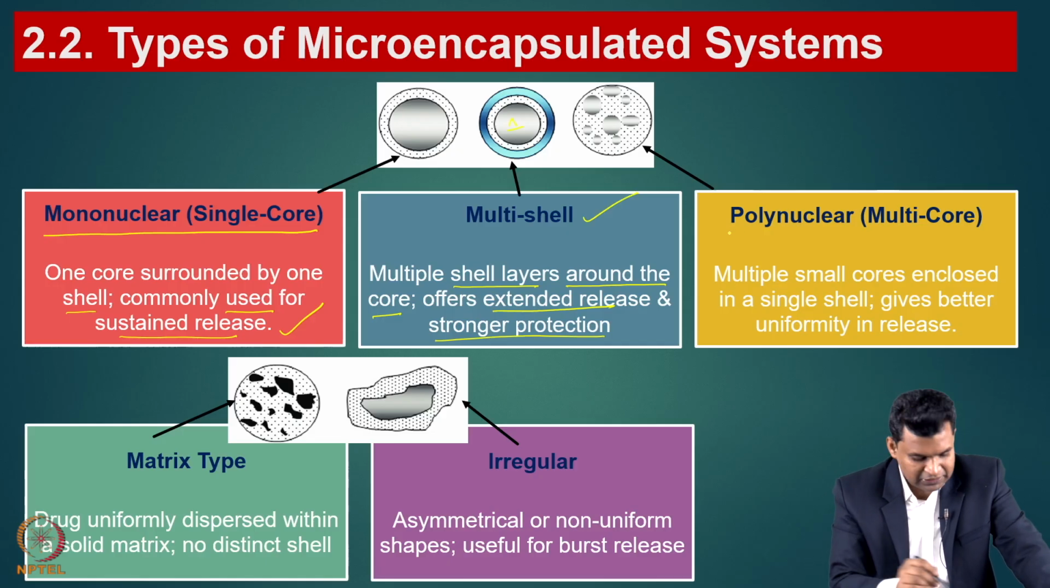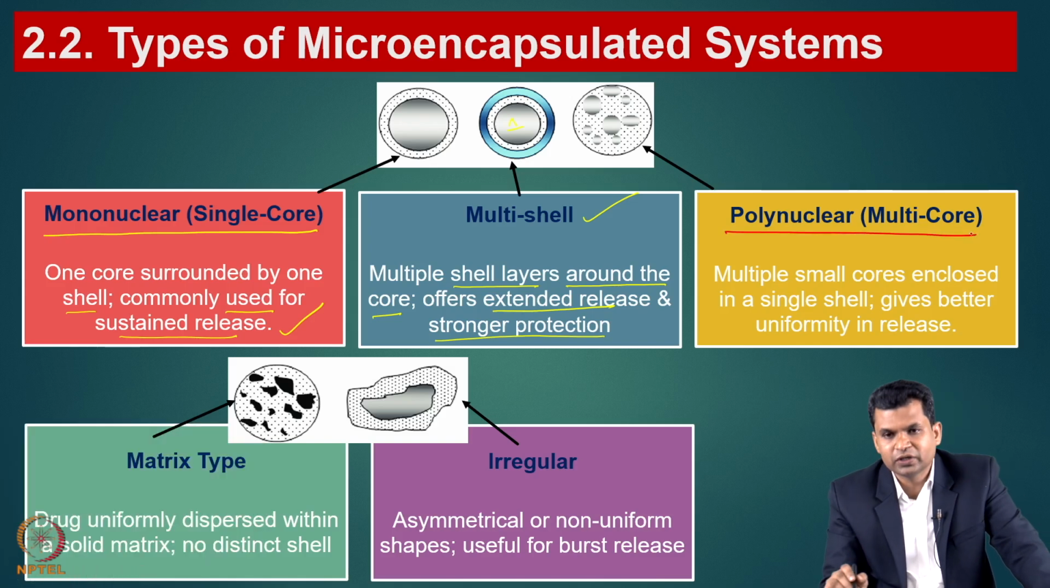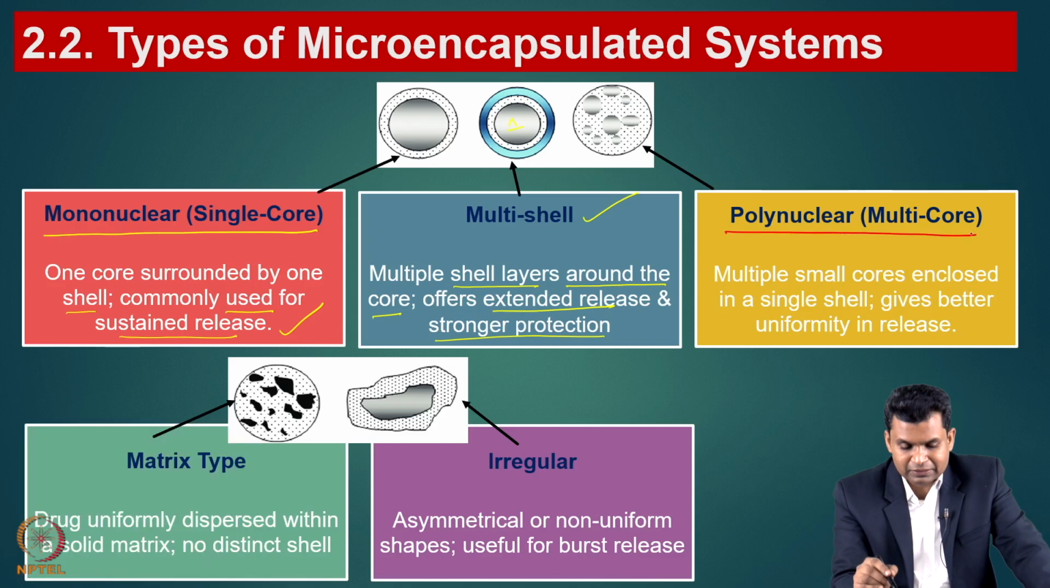And another type is polynuclear or multi-core. This is quite the opposite of the previous system, because here, instead of one core, you can see n number of cores are available, and you will see one shell which surrounds the multiple core systems.